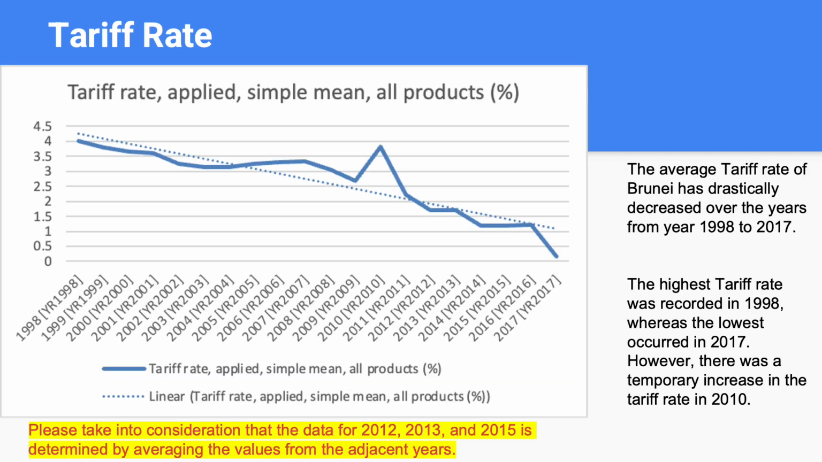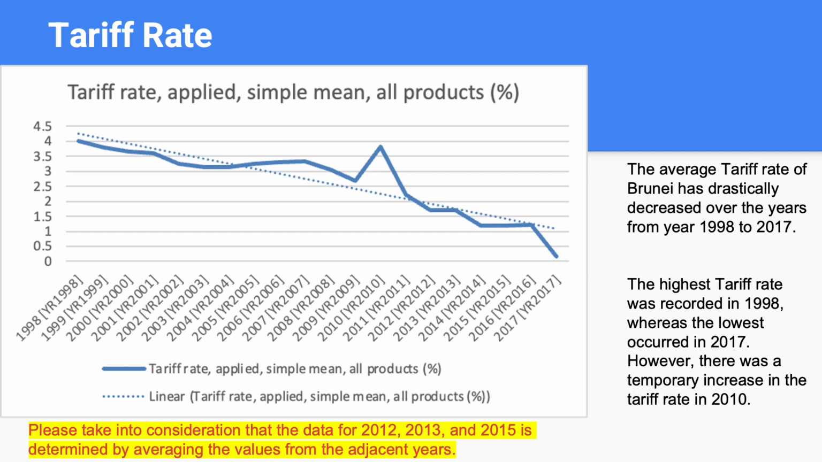Now, let's look at the tariff rate in Brunei. The average tariff rate of Brunei has decreased over the years from year 1998 to 2017. The highest tariff rate was recorded in 1998, which is around 4, and the lowest is 2017, which is getting to 0. As you can see, the tariff rate of Brunei is getting lower and lower. However, the trade openness was not getting higher. There are some possible reasons that lead to this situation.